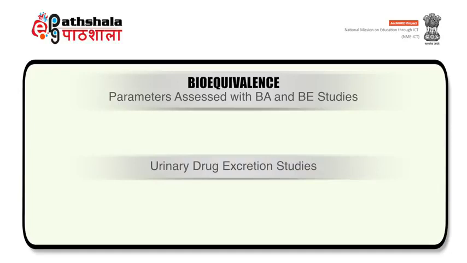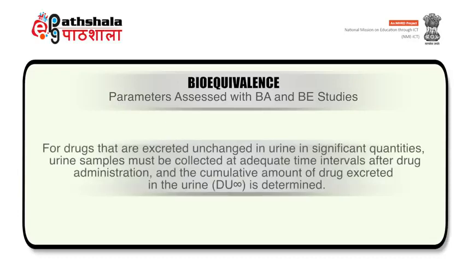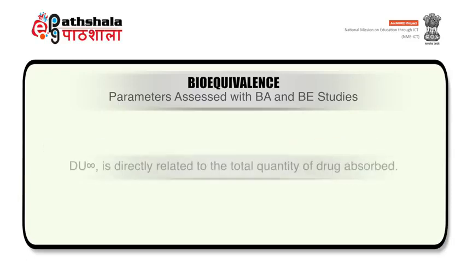The next is the urinary drug excretion studies. These are an indirect method of estimating drug bioavailability. For drugs that are excreted unchanged in urine in significant quantities, urine samples must be collected at adequate time intervals after drug administration and the cumulative amount of drug excreted in the urine is determined. Du infinity is directly related to the total quantity of drug absorbed.